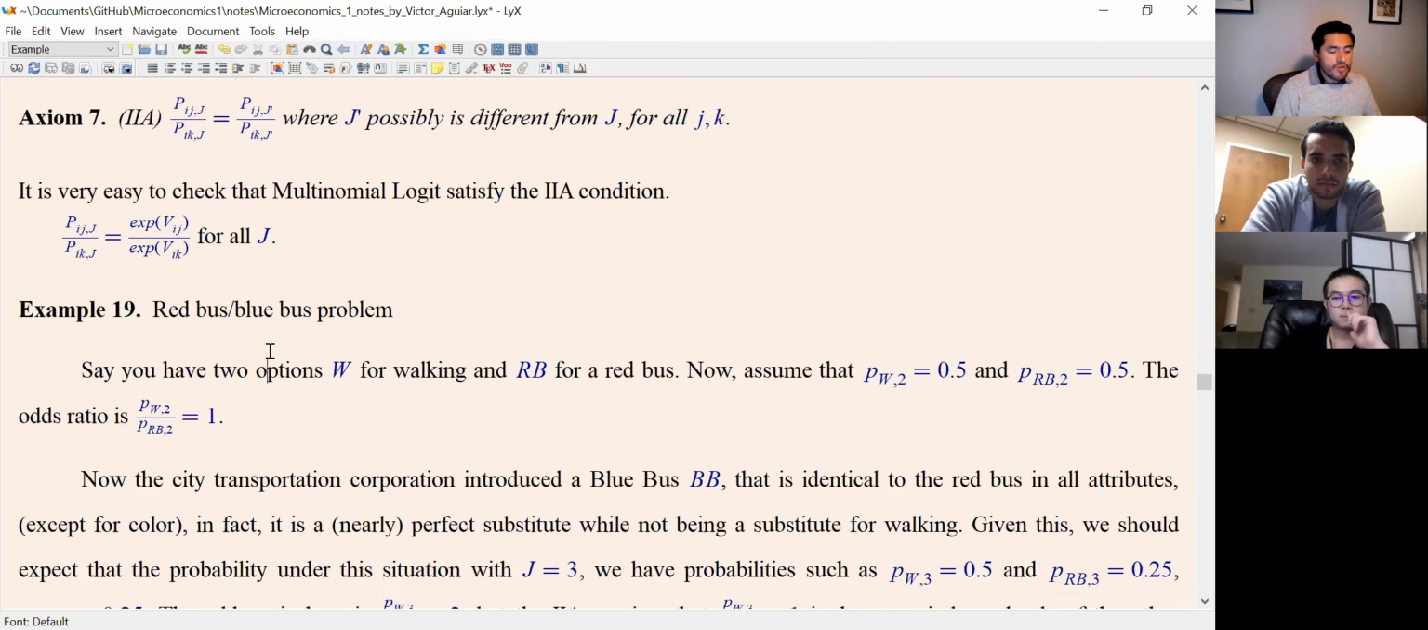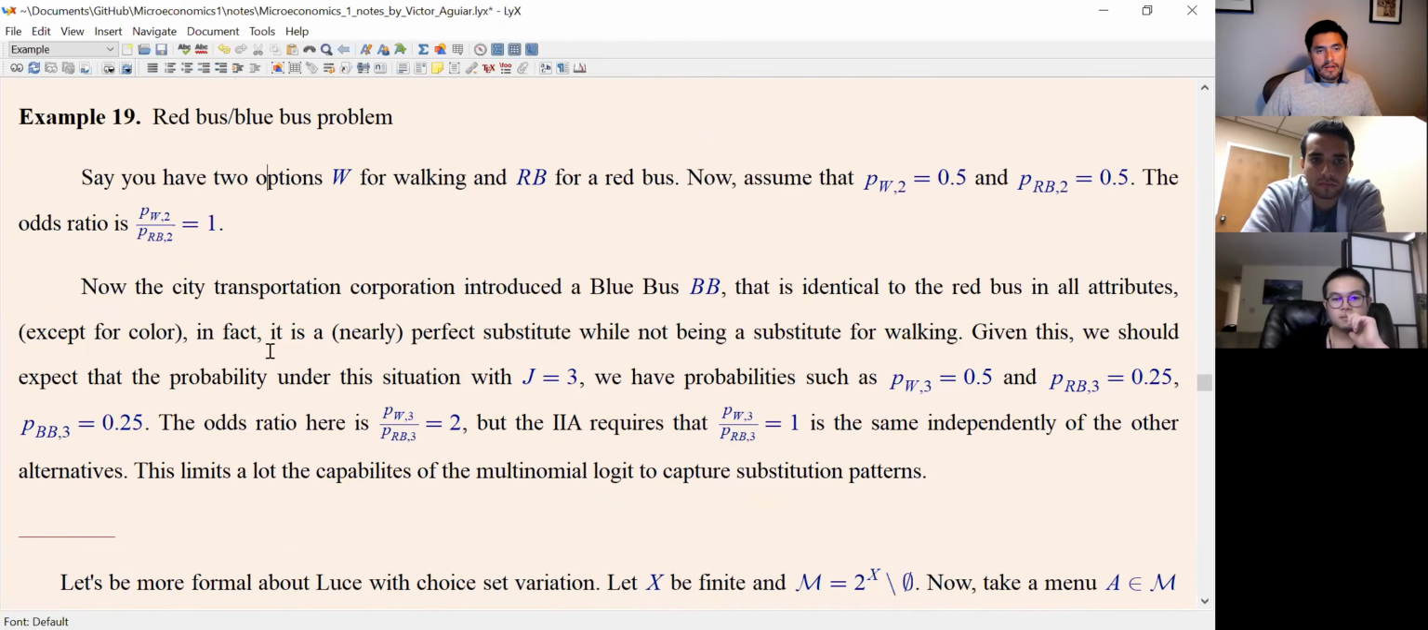Now, the City Transportation Corporation, the London City Council, introduces a blue bus, which is identical to the red bus in all attributes except for color. In fact, it's a nearly perfect substitute, while not being a substitute for walking, obviously. So what should you expect? And this is the key: when you say, what should you expect, this is a normative approach to decision making. This is in the mind of Debreu, so he thinks this is unreasonable.